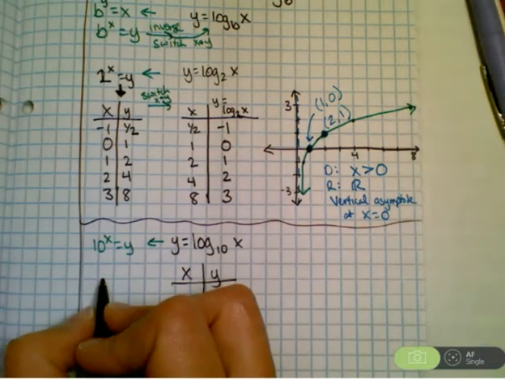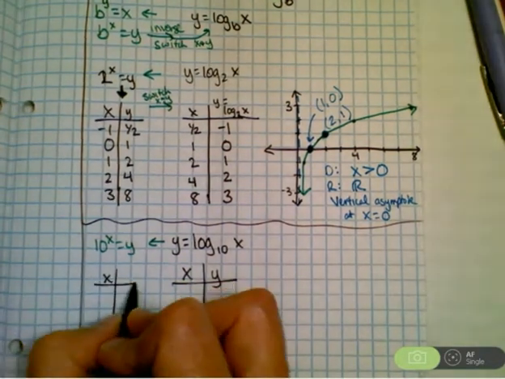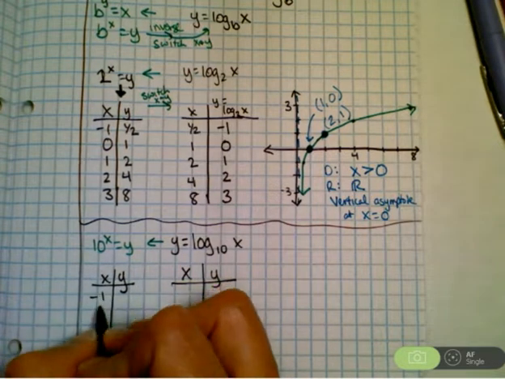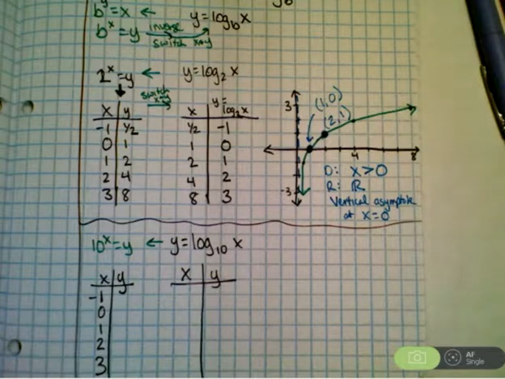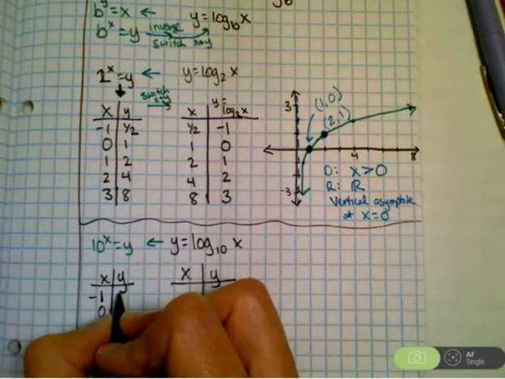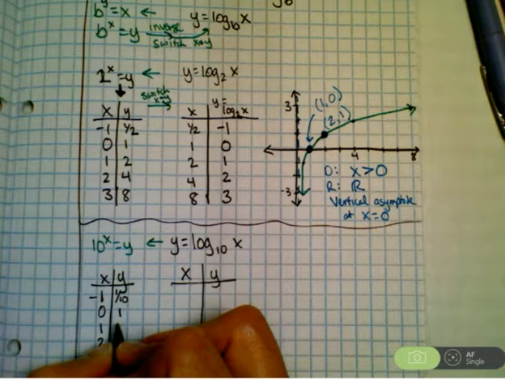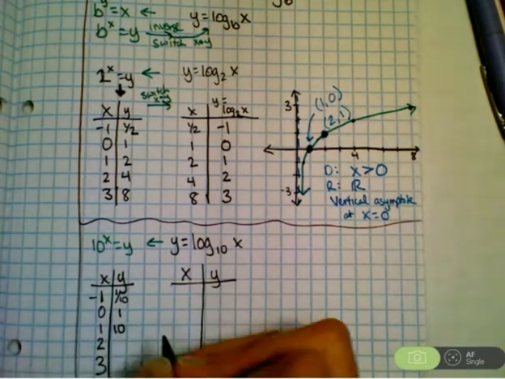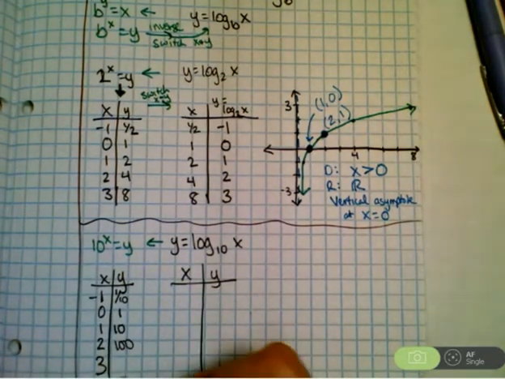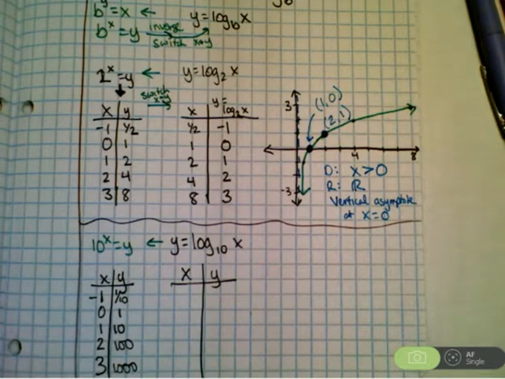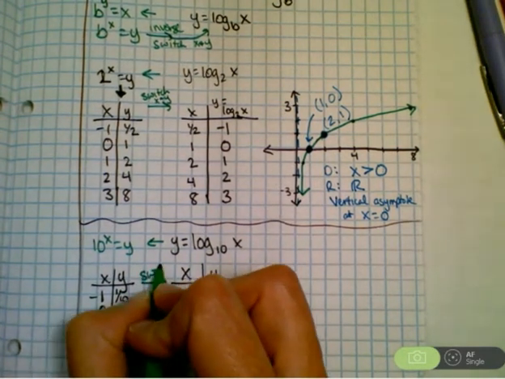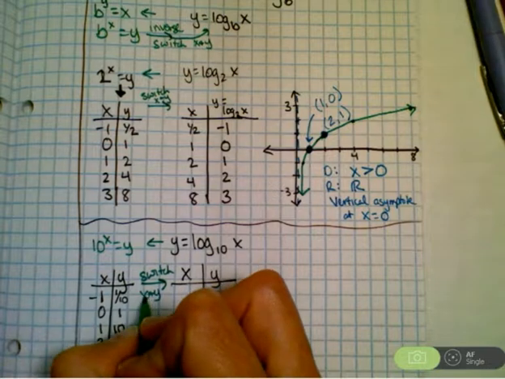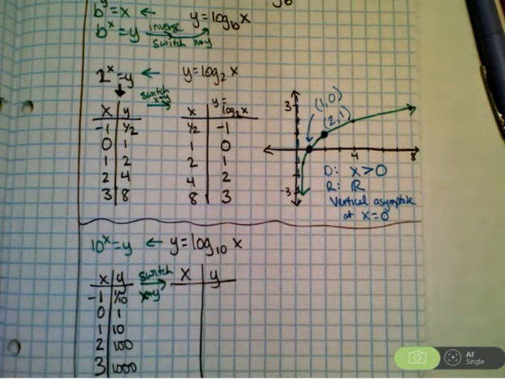So if I make my table for that, y, I'll do the same x values. And this one's going to have a hard time fitting on a graph, but we'll make do. When it's -1, y would be 1/10. When it's 0, it would be 1. 10 to the first is 10. 10 to the second is 100. 10 to the third is 1,000. So that gets pretty big pretty fast. We're going to switch those in order to get the values for the log function.